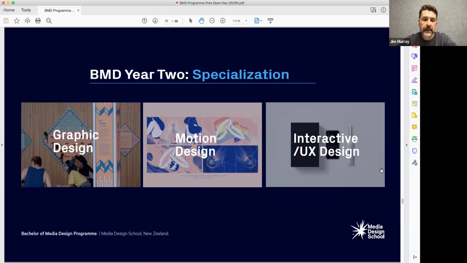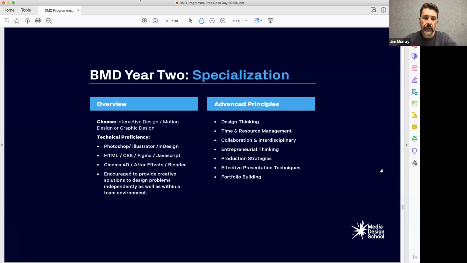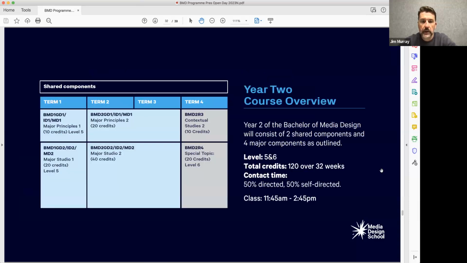Year 2, specializations in graphic, motion, or interactive design. If you went into interactive design, you would learn more about HTML, CMS, Figma. If you went into motion design, you would learn more about Cinema 4D, After Effects, etc. And if you're in graphics, you would continue on your journey with Photoshop, Illustrator, and InDesign and others as a support in terms of technical knowledge. Term 1's a deep dive into your major. So real deep dive into your major there.